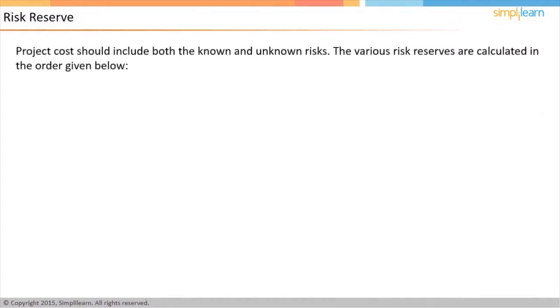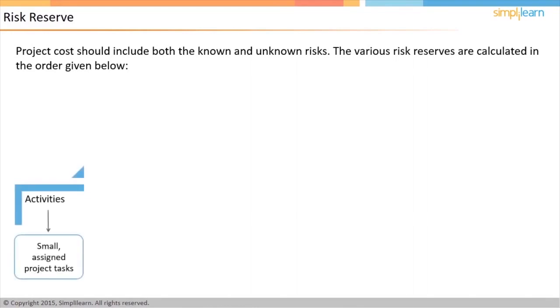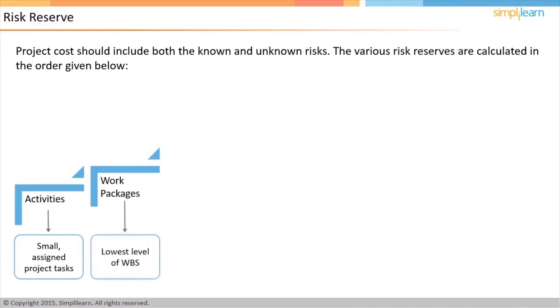The project cost will be arrived at after considering the risk reserves of both the known risks and unknown risks. There is a specific order in which these reserves are calculated in the project cost. First, the cost of all activities is identified. Activities are the smallest, unique project tasks. All the activity costs add up to the cost of the work packages. Work packages are the last level of classification in a work breakdown structure.